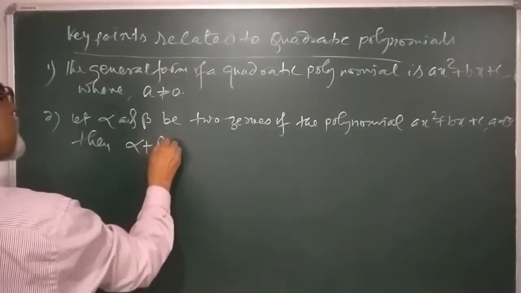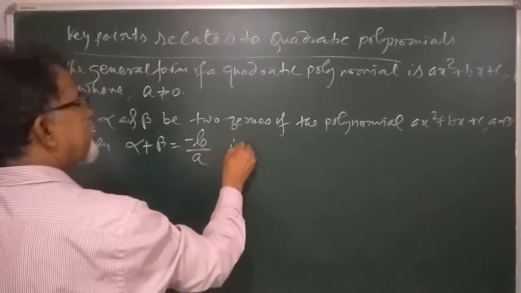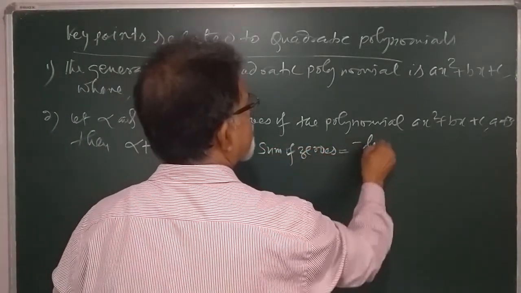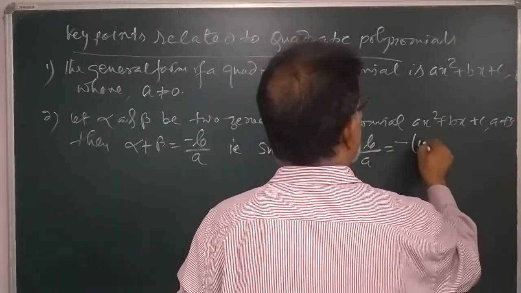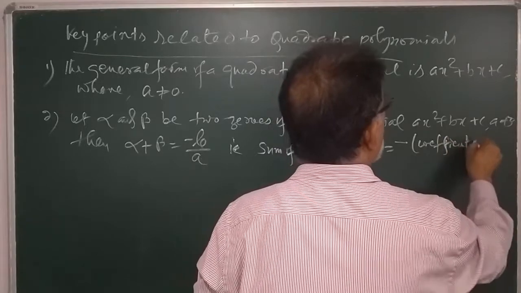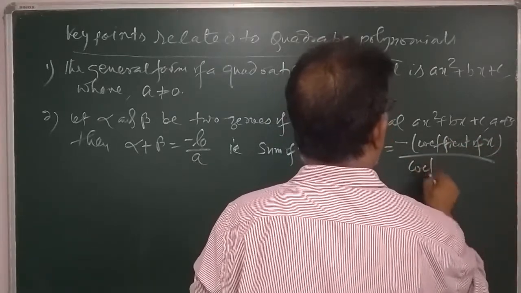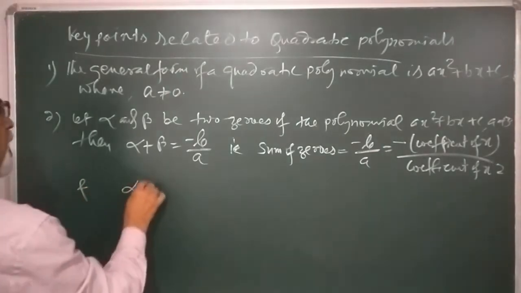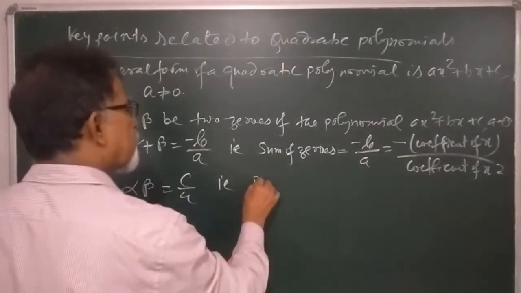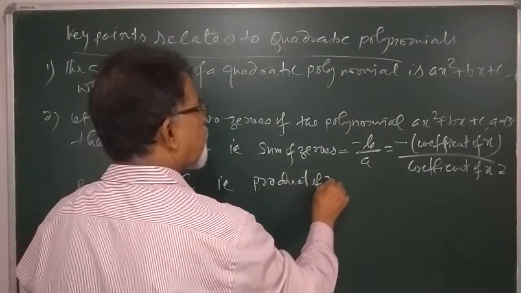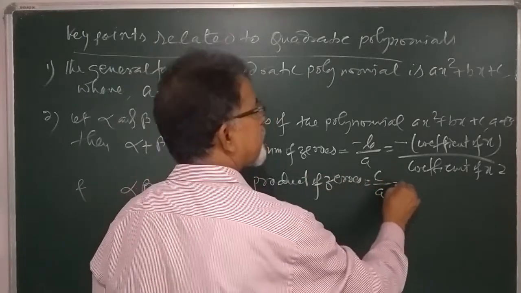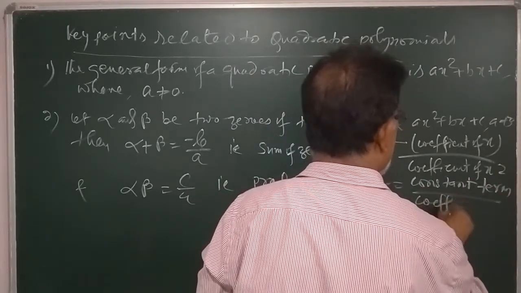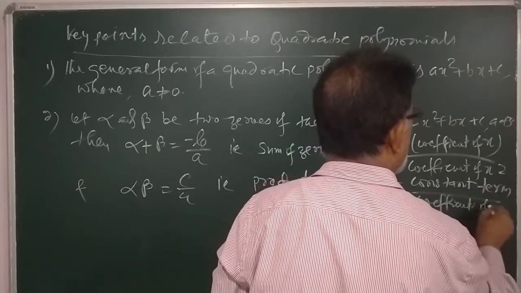then alpha plus beta is equal to minus b by a, that is, sum of zeros equal to minus b by a, equal to minus coefficient of x by coefficient of x square, and alpha beta equal to c by a, that is, product of zeros equal to c by a, that is, constant term by coefficient of x square.